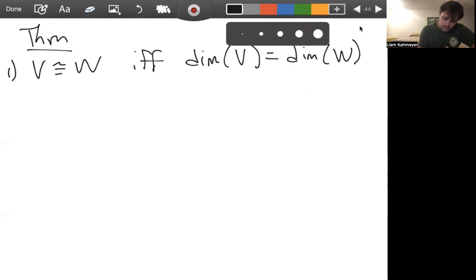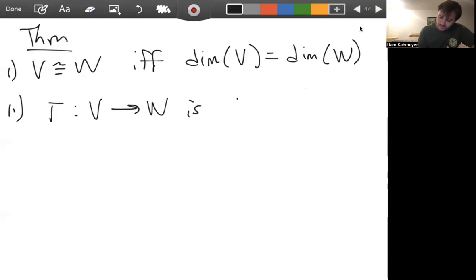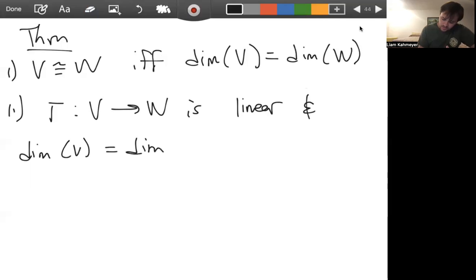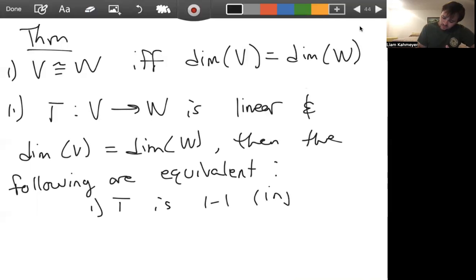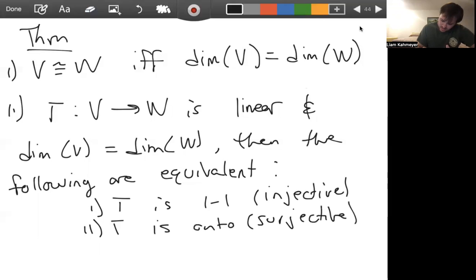What else do we have here? We have if T from V to W is linear and the dimension of V is equal to the dimension of W, then the following are equivalent. 1, T is one-to-one or injective. 2, T is onto or surjective. 3, T is an isomorphism. Bijective.